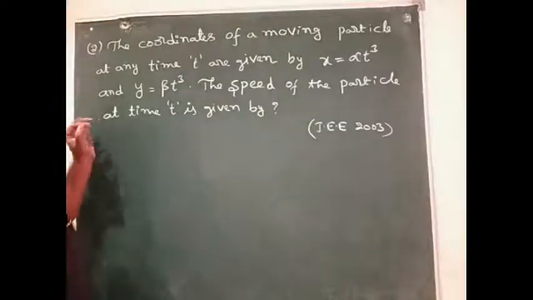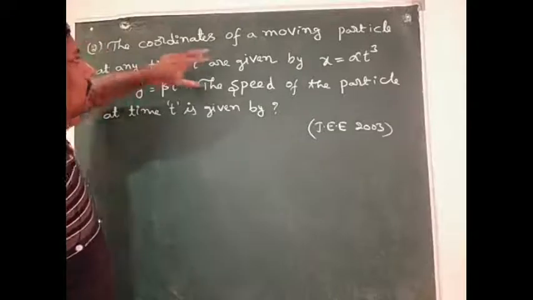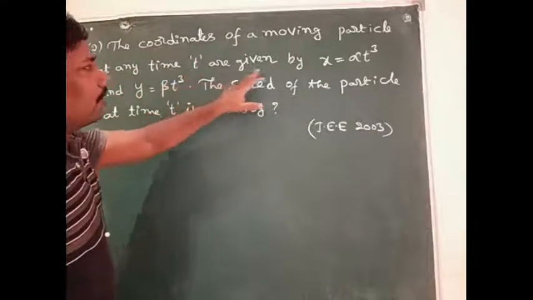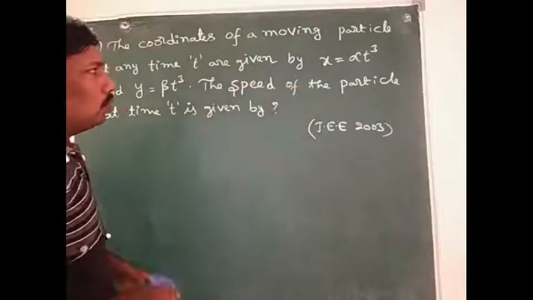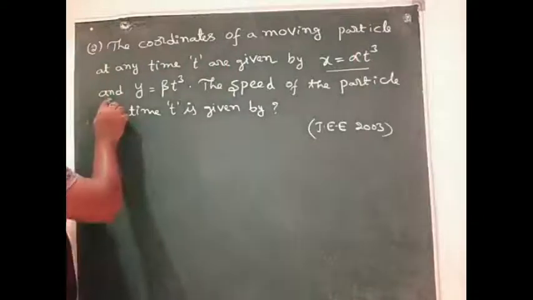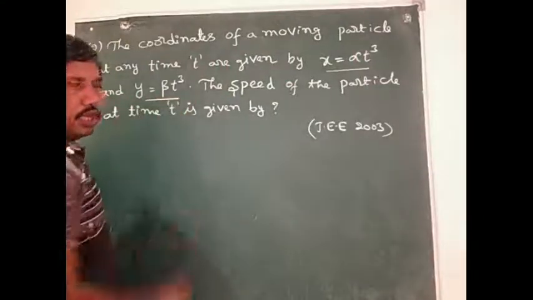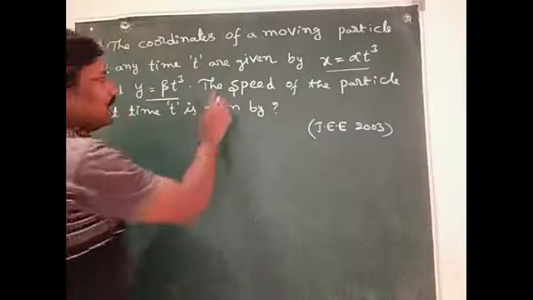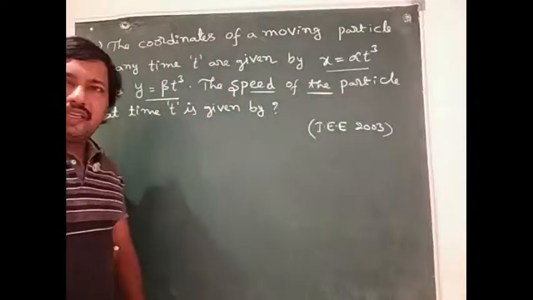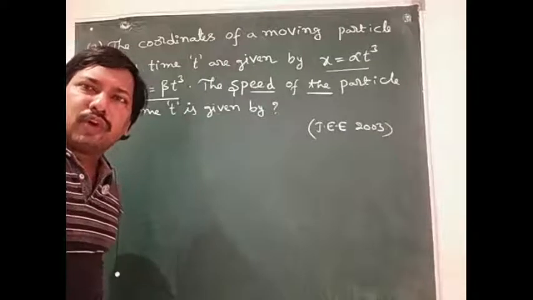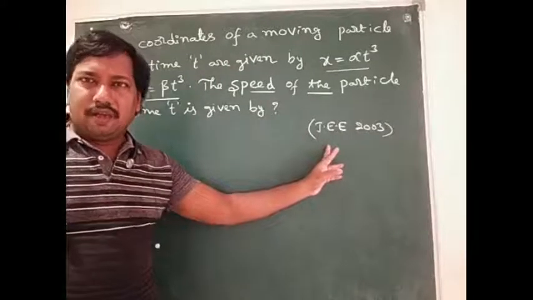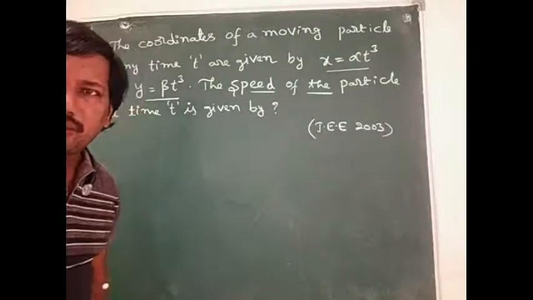Problem number 2. The coordinates of a moving particle at any time t are given by x equal to alpha t cube, where alpha is a constant, and y equal to beta t cube, where beta is a constant. The speed of the particle at time t is given by, so you can find out the speed of the particle. This question was asked in JEE Mains 2003.